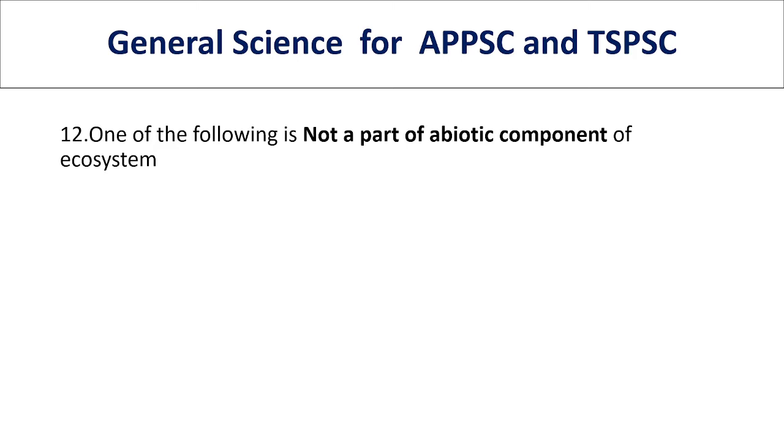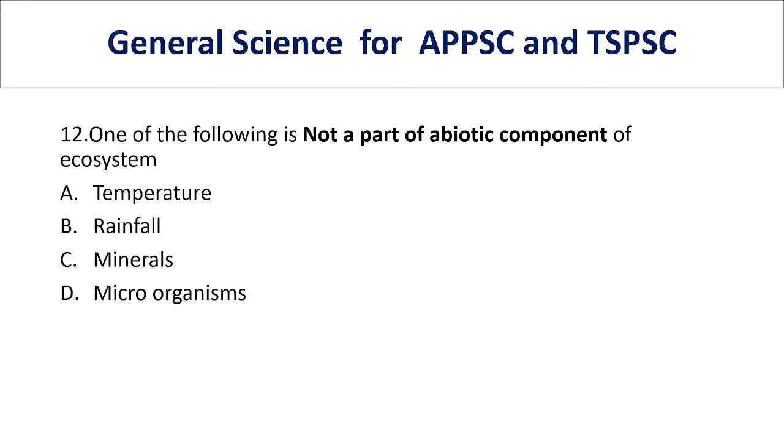One of the following is not a part of abiotic component of ecosystem, and the options are temperature, rainfall, minerals and microorganisms. And the answer is microorganisms. Biotic means living things and abiotic means non-living things. So we are talking about here not a part of abiotic components. The temperature, rainfall, minerals all are part of abiotic because these are non-living things, and microorganisms is a living thing. So it is part of biotic component.